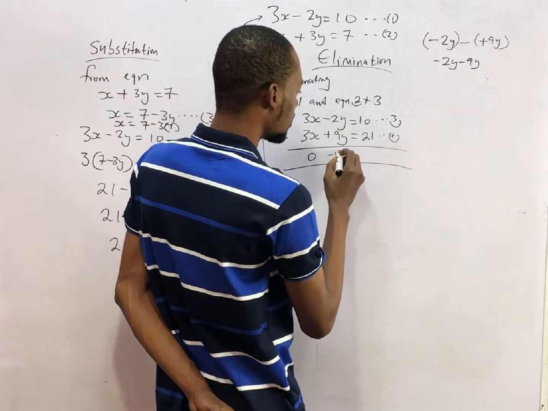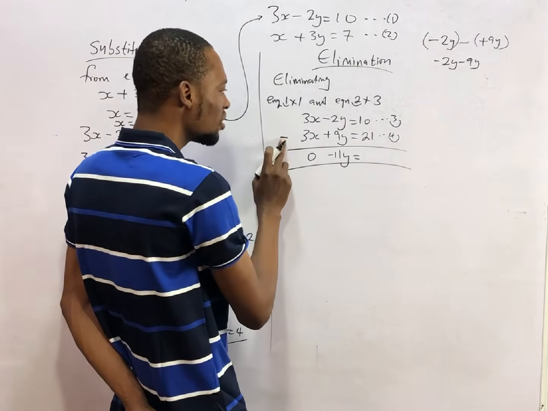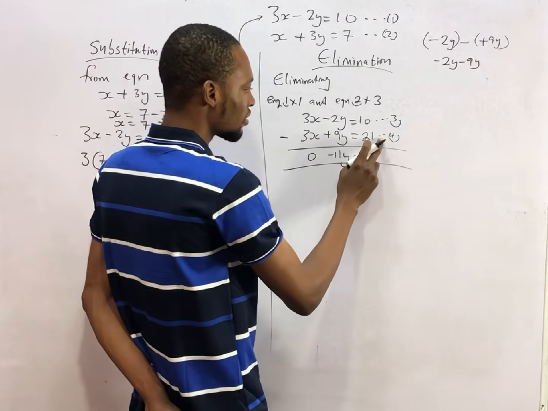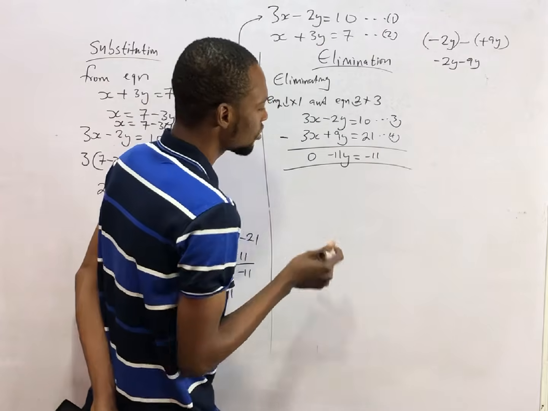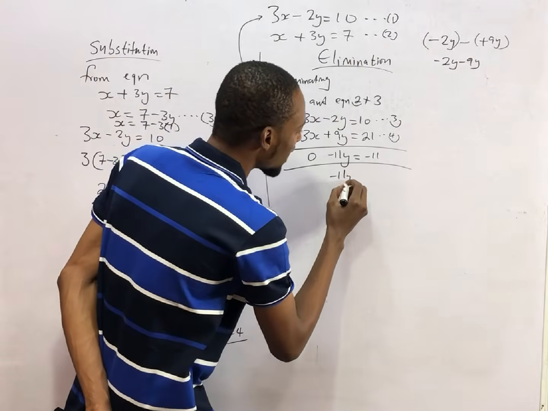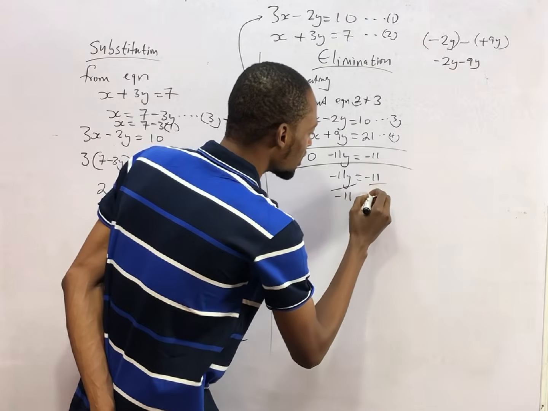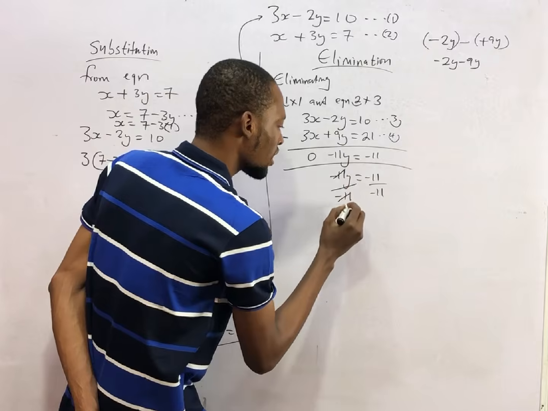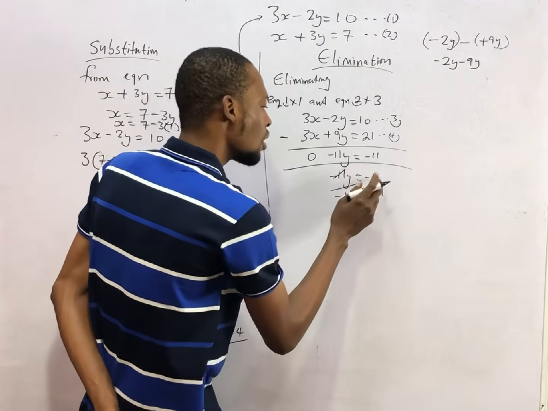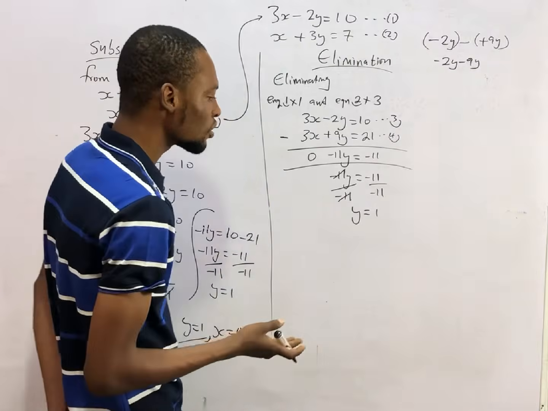So here is minus 11y is equals, then here is 10 minus 21. 10 minus 21 is minus 11. So we have minus 11y is equals minus 11. Dividing here by minus 11 and dividing here by minus 11. Minus 11 divided by minus 11 is 1y is equals minus 11 divided by minus 11 is 1. So y is equals 1.